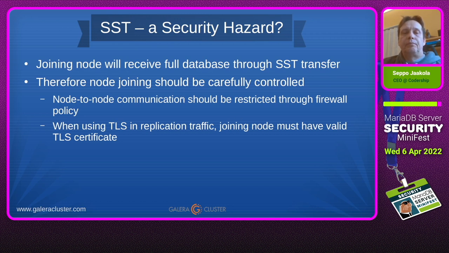But this can be mitigated, to begin with, by network topologies. If you have proper firewalling, then you can control who in the first place has access to the donor node in your cluster. And then again, you should have TLS configured for your replication traffic, then you also will have TLS X509 certificates as a shared secret, and if the intruder does not have access to this certificate, he cannot join.